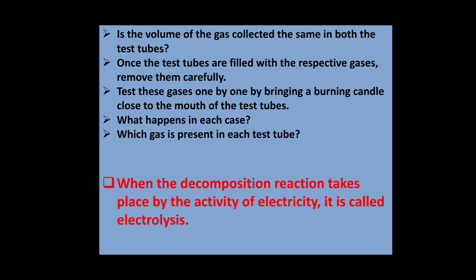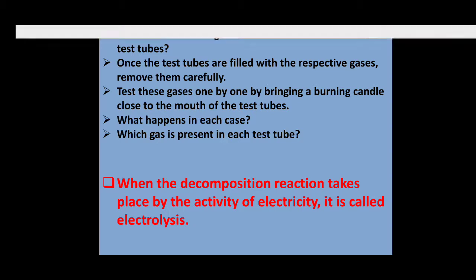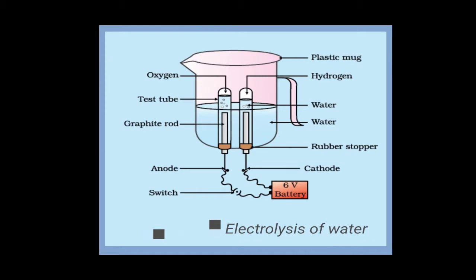When the decomposition reaction takes place by the action of electricity, it is called electrolysis. So breakdown in the presence of electricity is called electrolysis. So here is the apparatus for electrolysis of water. There is a mug in which two electrodes, graphite rods, are immersed in water, and two test tubes are placed inverted on those graphite rods.